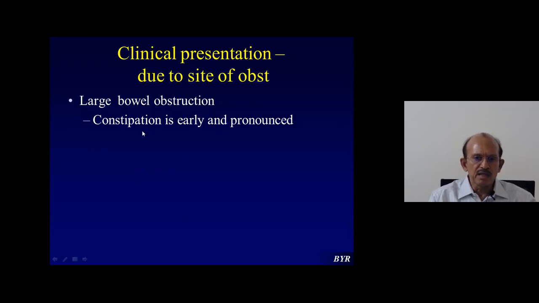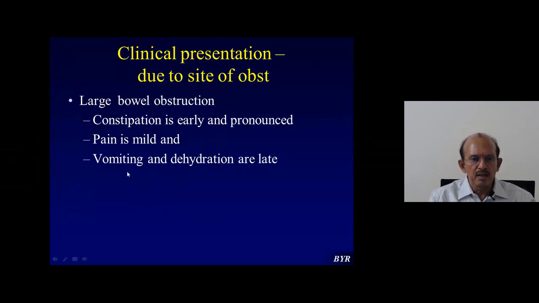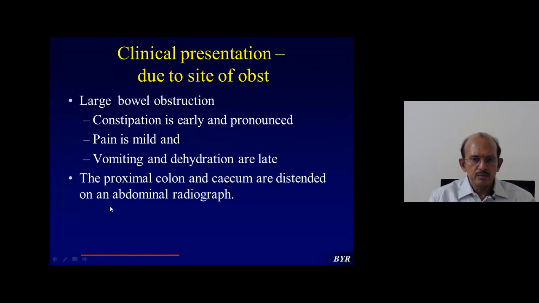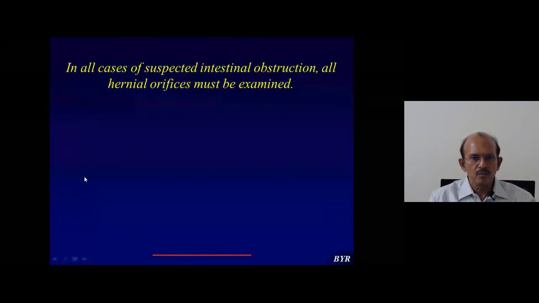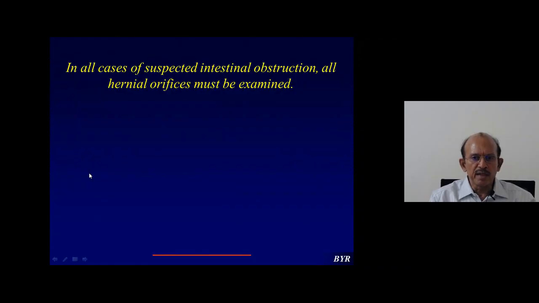But in large bowel obstruction, constipation is early and pronounced. Pain is mild, and distension, vomiting and dehydration are late. The proximal colon and cecum are distended on an abdominal radiograph. In all cases of suspected intestinal obstruction, all hernial orifices must be examined. So please imprint this in your brain. Don't forget this. This is very, very important.